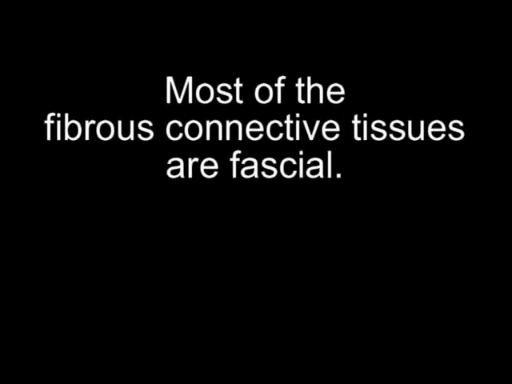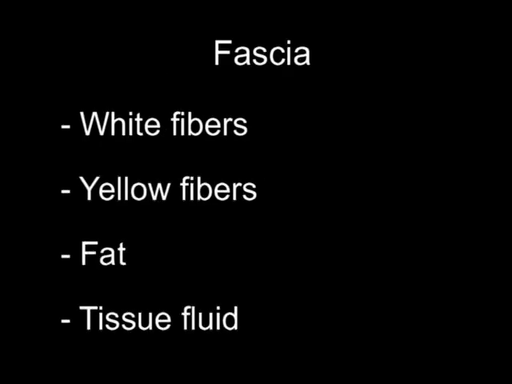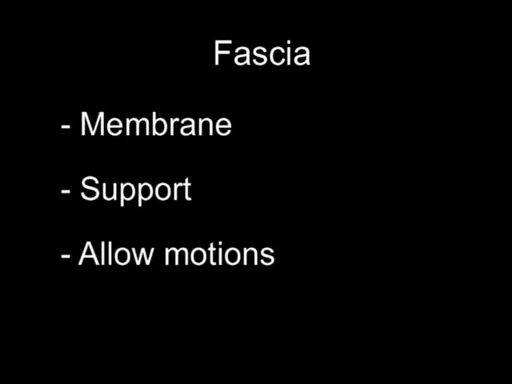Most of the fibrous connective tissues are fascial. These may occur as sheets or masses. Not included in this definition are the tendons, ligaments, or aponeuroses, the wide flat tendons. The different fascia have varying proportions of white fibers, yellow fibers, fat, and tissue fluid. Some serve as membranes to enclose the body and its parts. Fascia also help to support some organs and allow motions between other organs to be easier.